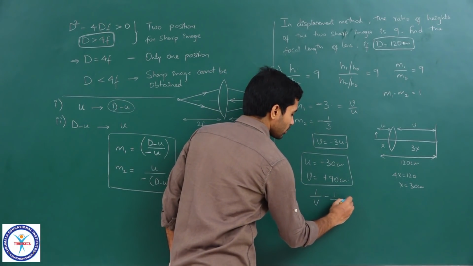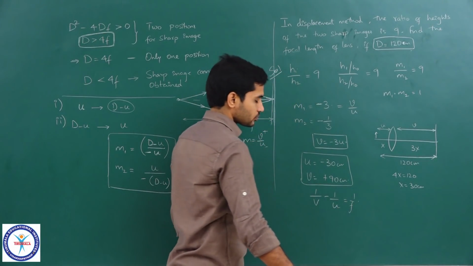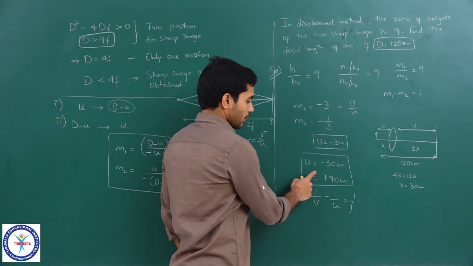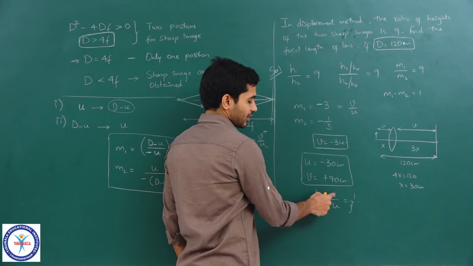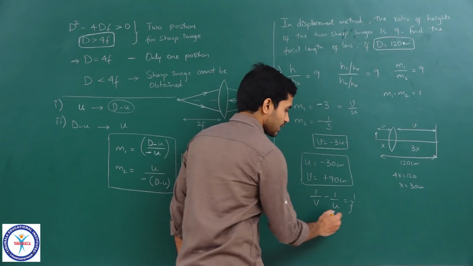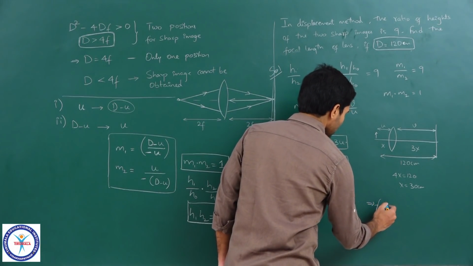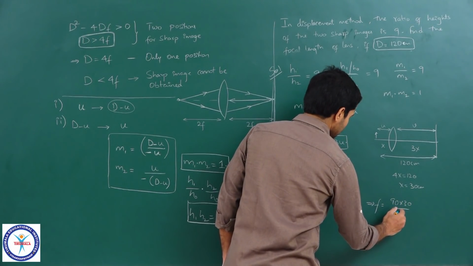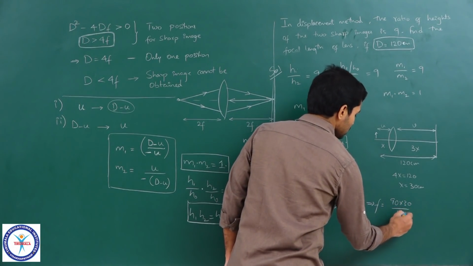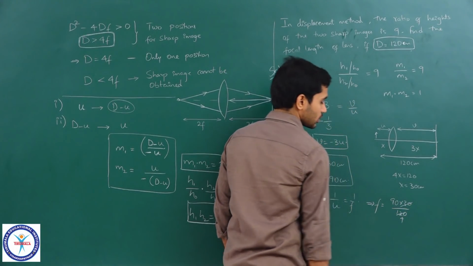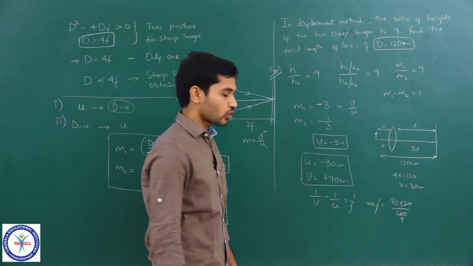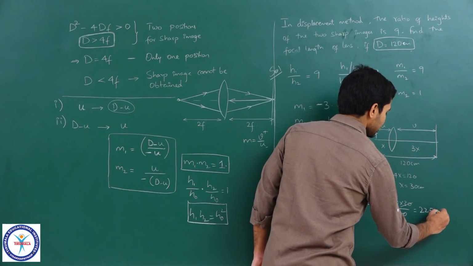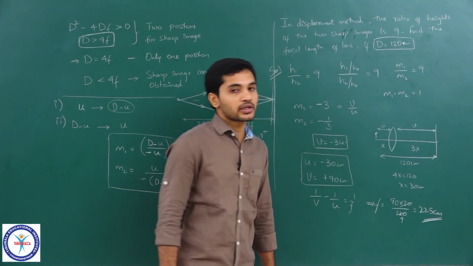1 by V minus 1 by U is equal to 1 by F, and you can calculate the value of F. So, what do you get? 1 by 90 minus 1 by minus 30. Simplifying this will give you F is equal to 90 into 30 by 90 plus 30, which is 120. So, 30 ones 3 are 90, 90 by 4, which is 45 by 2, which is 22.5 centimeters. Clear? So, that should be the answer.